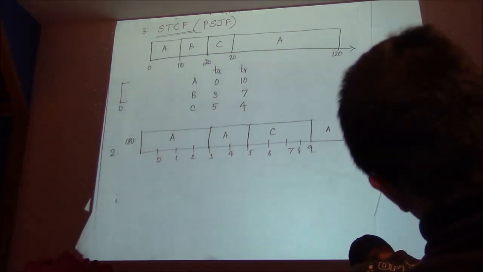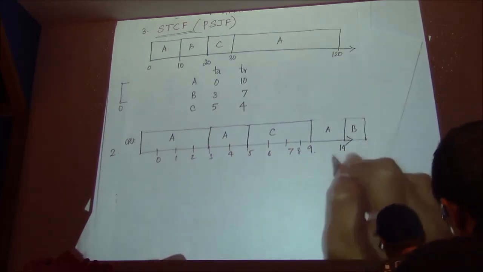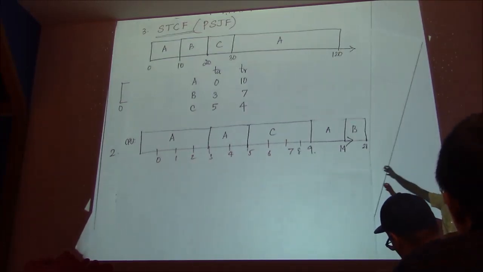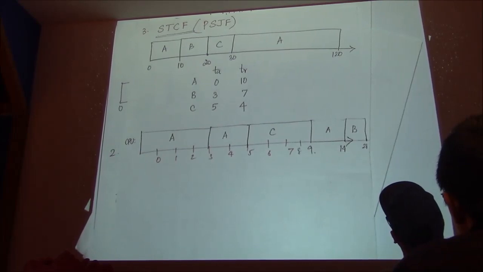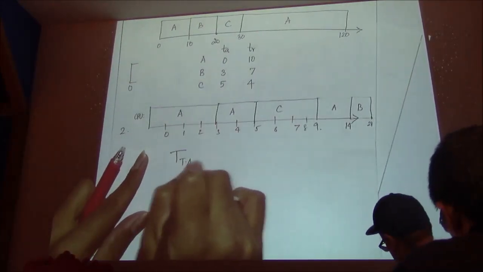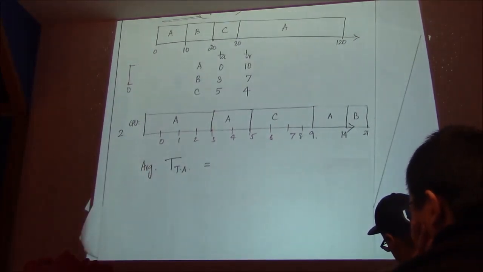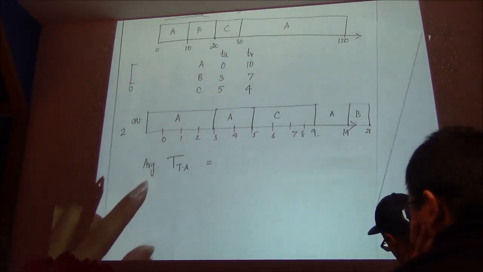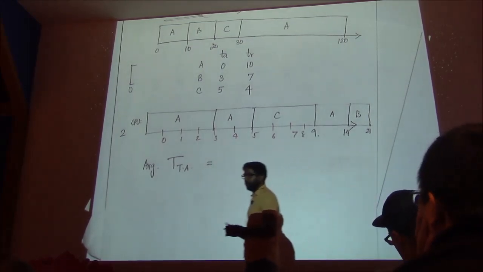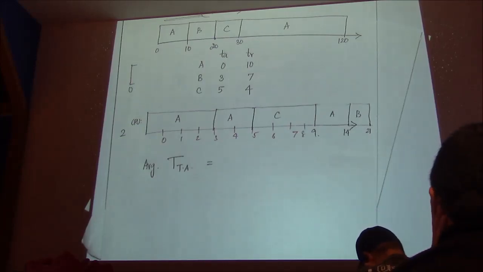And now, let's assume at what time A ends: 9 plus 5, 14. What time B ends? 14 plus 7, 21. Okay. So now, can you calculate the turnaround time for these three jobs? The average turnaround time for these three jobs. Just try calculating it for like 30 seconds or a minute. Remember, the turnaround time is nothing but time to completion minus time that it arrives.